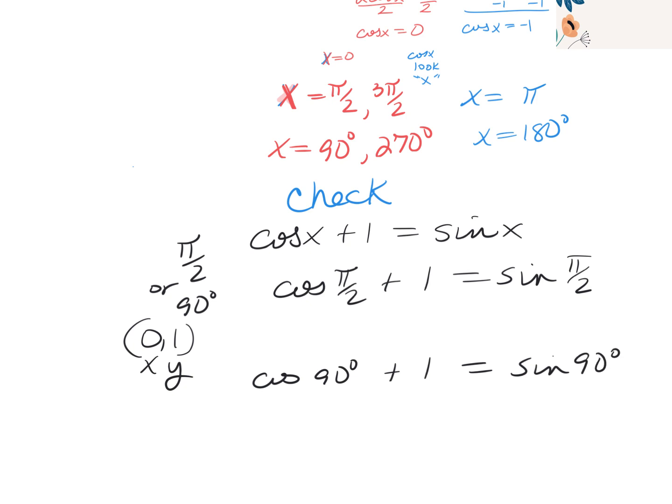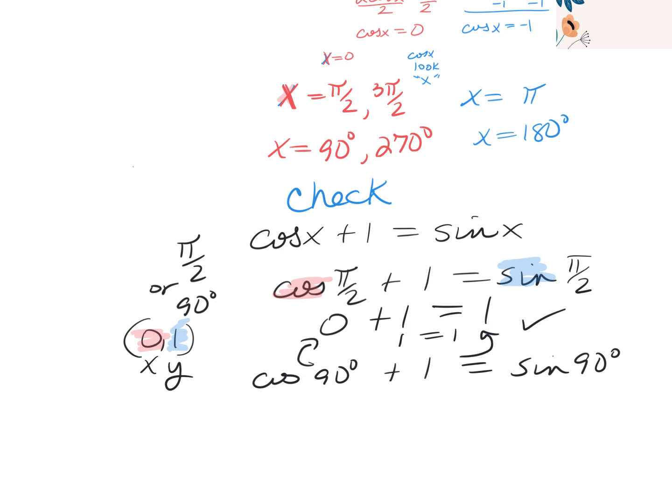So cosine, again, remember, looks at x. So cosine of pi over 2 is 0, because I look at the x of the ordered pair for cosine, and then sine of pi over 2 is going to use the y. So then I get 0 plus 1, and then equals, sine of pi over 2 is 1, 1 equals 1. Pi over 2 is a good answer. Then if I were to do 90, I still get the same thing.